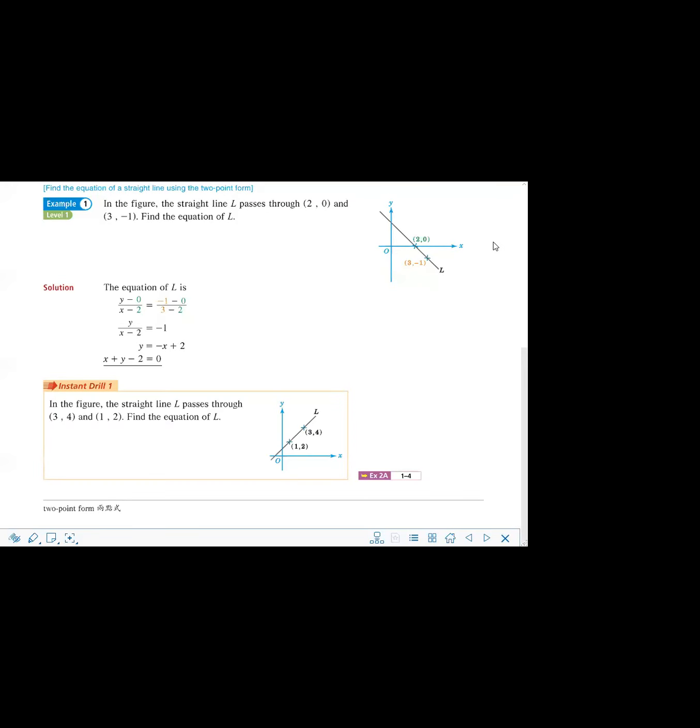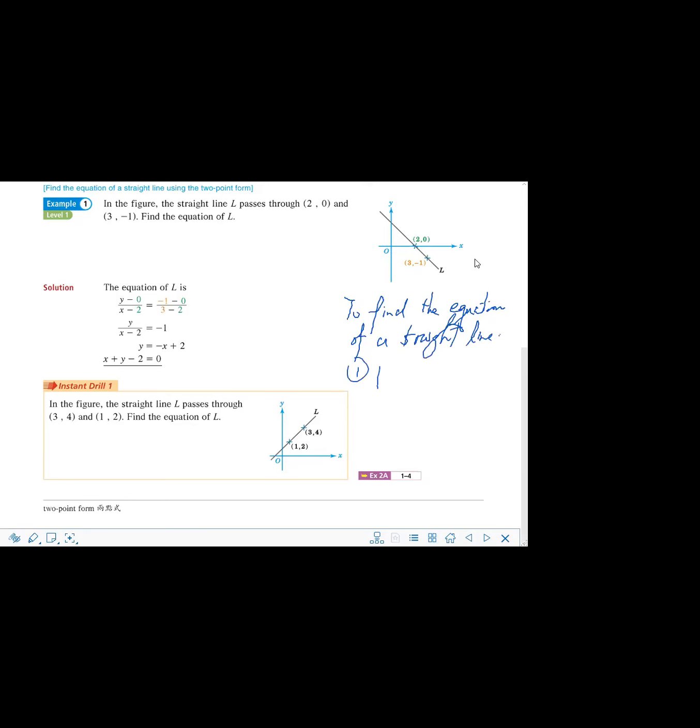Okay, so last week we were talking about the equation of a straight line. To find the equation of a straight line, we have learned three steps. We need to gather two pieces of information to find the equation of a straight line.